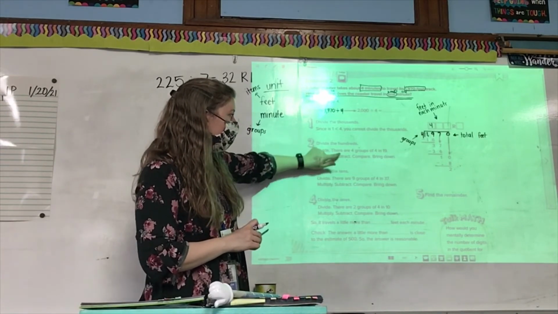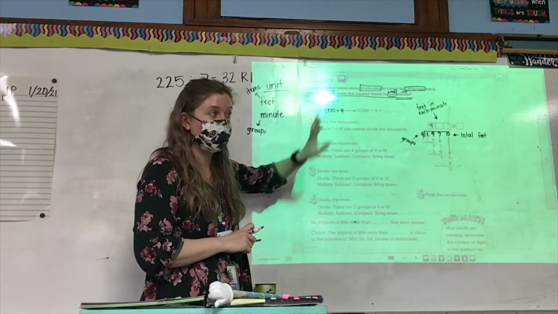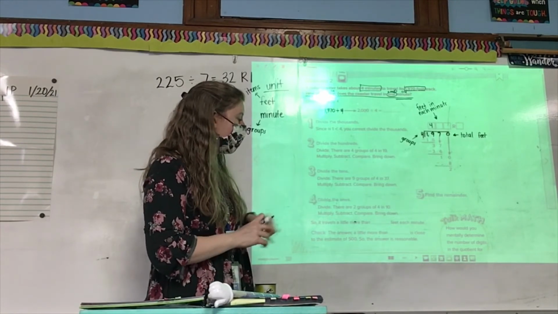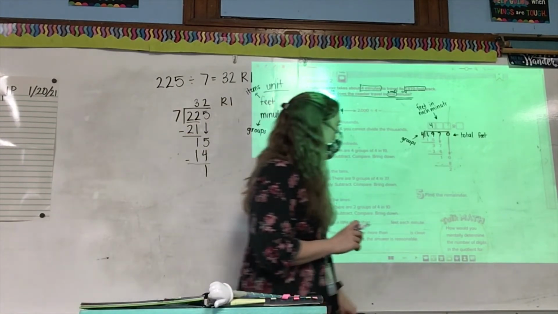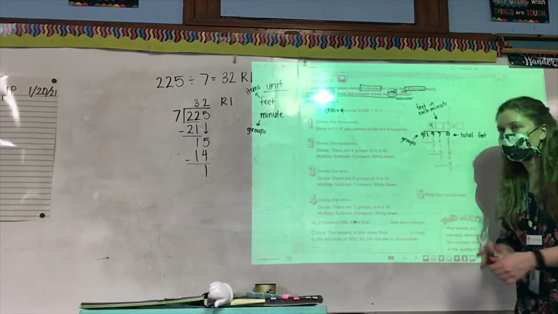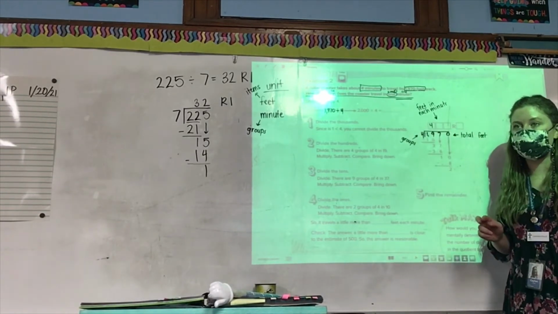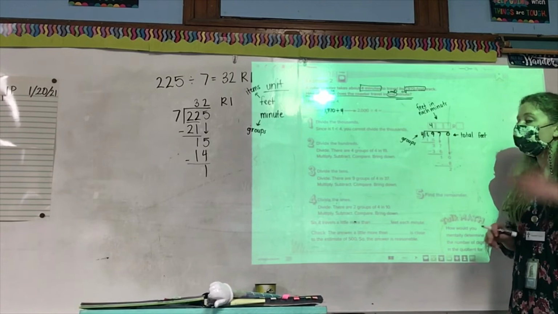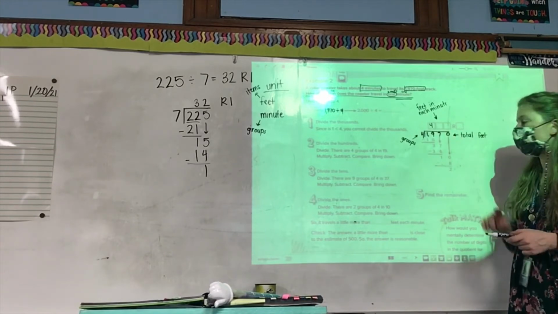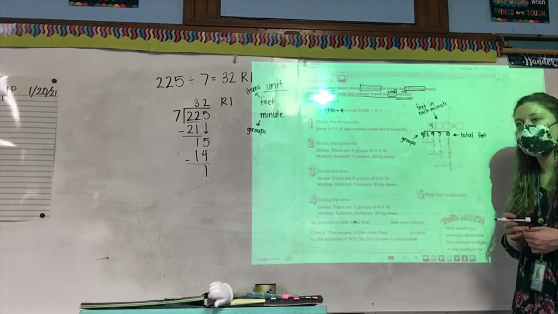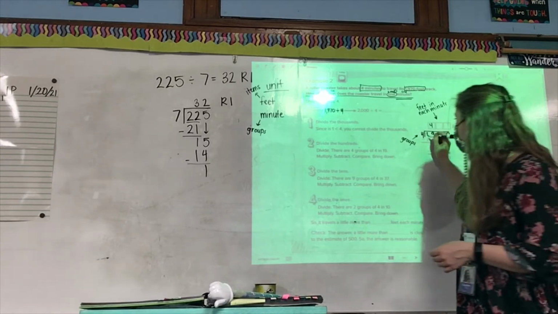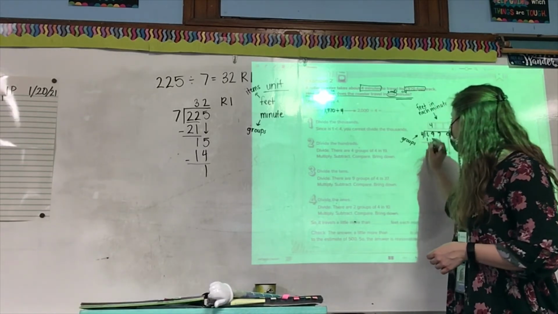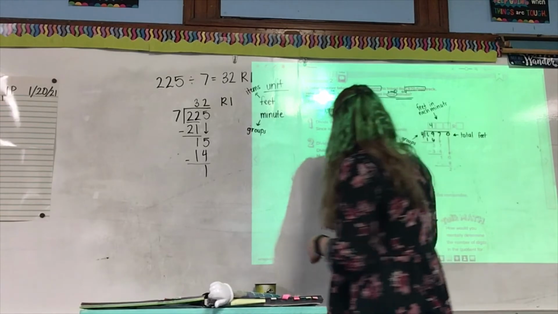We just divided. There are 4 groups of 4 in 19. 4 fits into 19 4 times. Now we multiply. We multiply the digit we just got by our divisor, which means we're multiplying 4 times 4, which equals 16. So we write that below the first two digits.